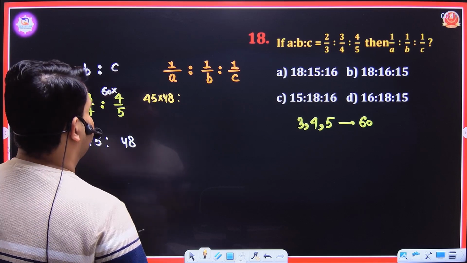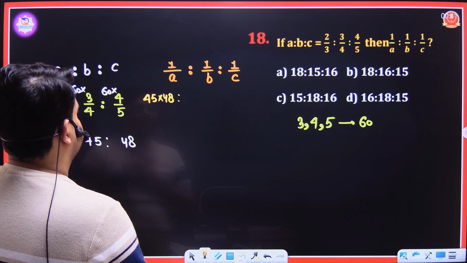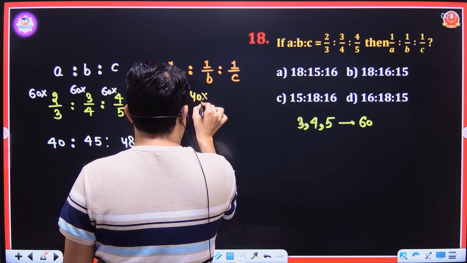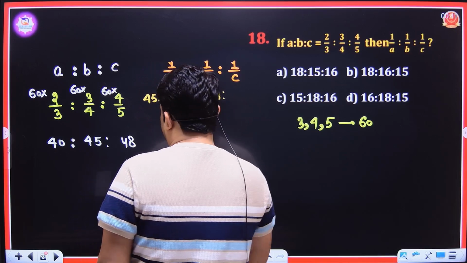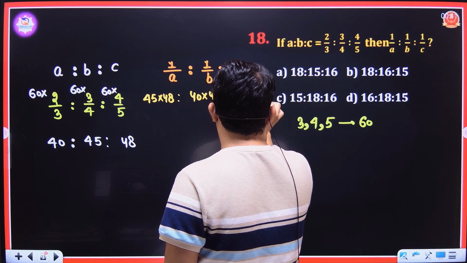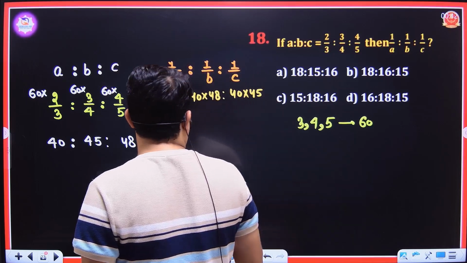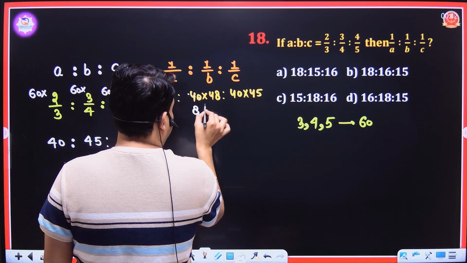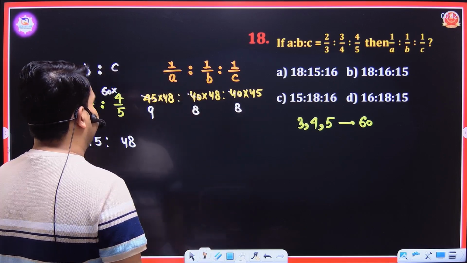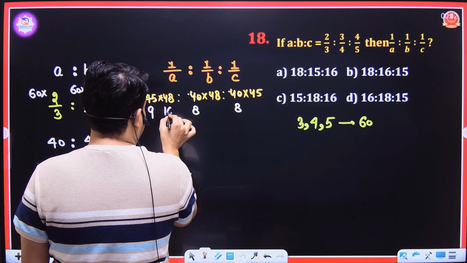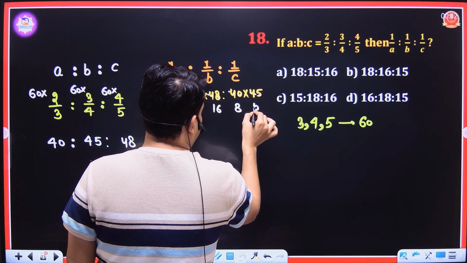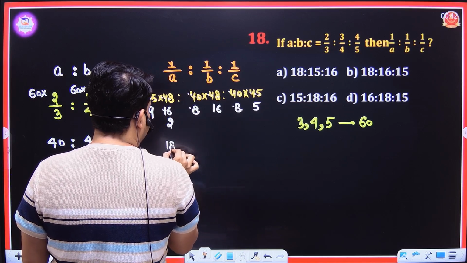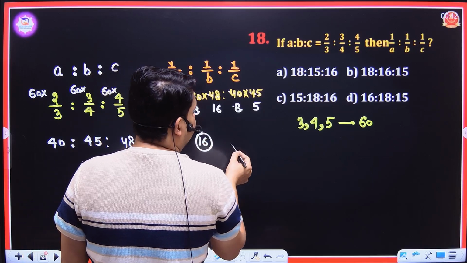A is 2 upon 3, B is equal to 3 by 4, C is equal to 4 by 5. This is the only method, because these will be cut by a particular number, 48. And C will be 40 into 45. So try to cut them with a common number. Cutting by 5, we have 9 and 8. Now we have 3 and 16, and 3 and 5. 8 cancels out, and we have 2. What we have? 18 is here, 16 is here, and 5 is here. Only 5.